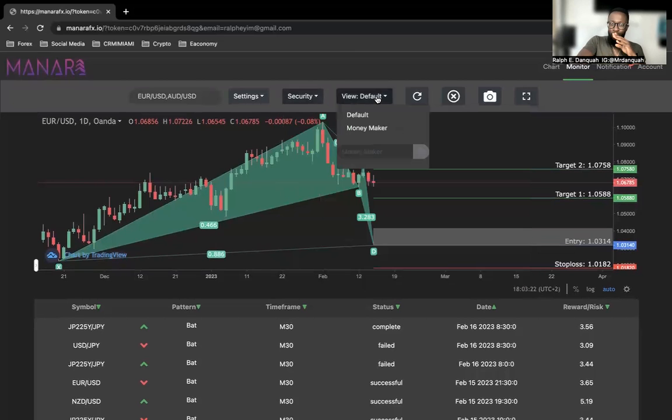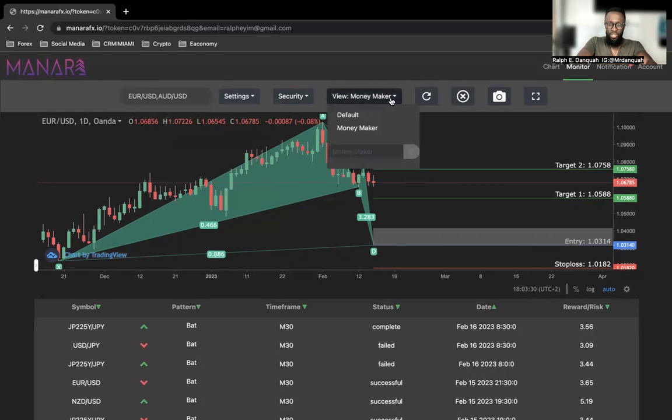Then once you finish with that, you want to save it. So you come to view, you type in whatever it is that you want, you click it, and you have it saved. I have mine saved as Money Maker. You know the vibes. So that's what I saved mine as. So that's monitor. Now, if you have questions about anything, you can always access.